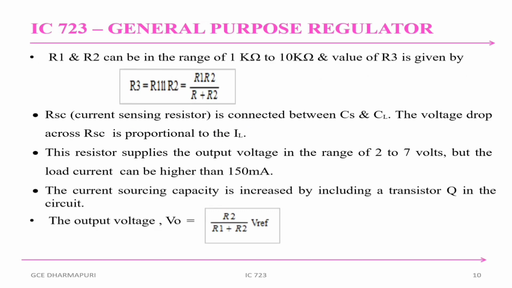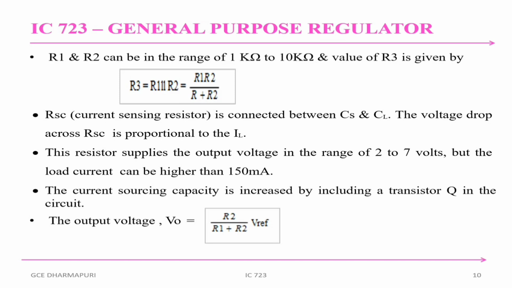So here the R1 and R2 can be in the range of 1 kilo ohm to 10 kilo ohm, and the value of R3 is given by R3 is equal to R1 parallel with R2. RSC is a current sensing resistor which is connected between the CS and CL. The voltage drop across the RSC is proportional to IL.